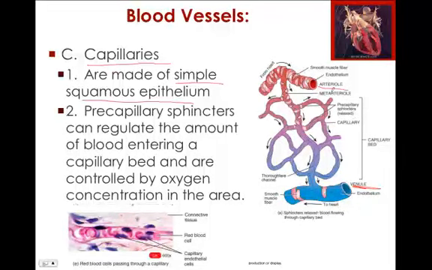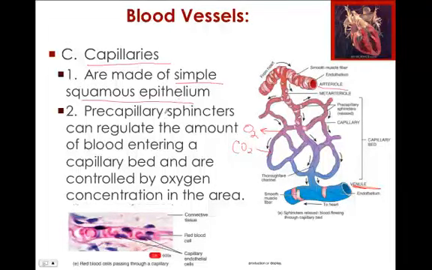And the reason that they're so thin is that this is where gas exchange is going to occur. This is where oxygen is going to move from the blood into the tissues, and carbon dioxide is going to move from the tissues into the blood. So they have to be thin. So that's why simple squamous epithelium is the perfect tissue for this, because they're these nice flat pancake cells.